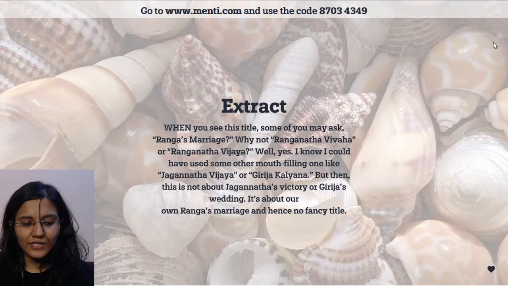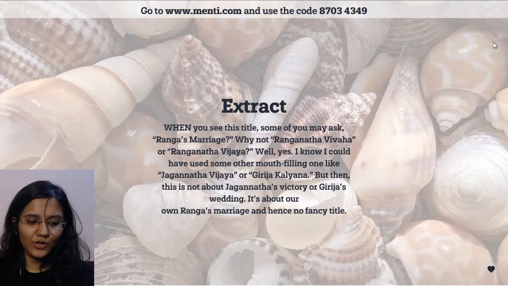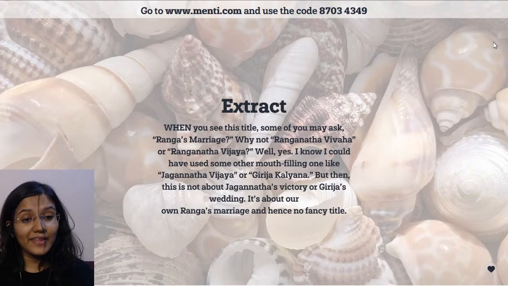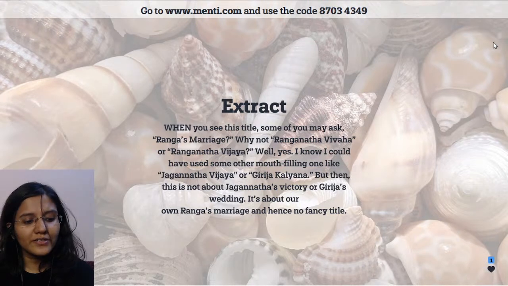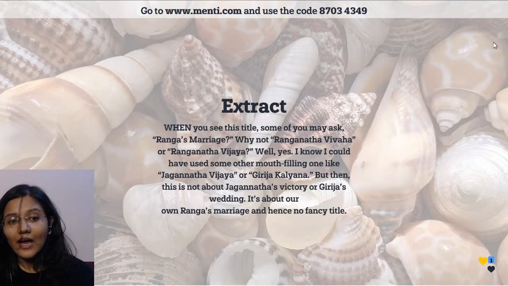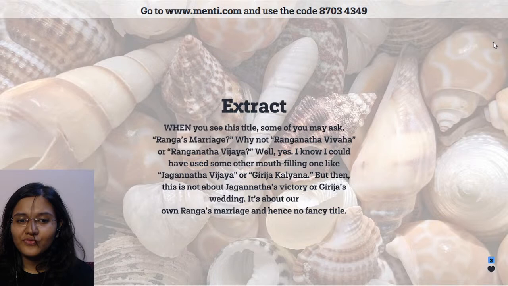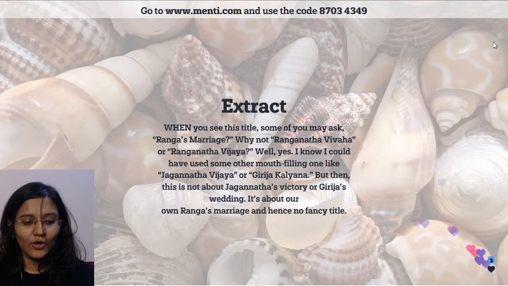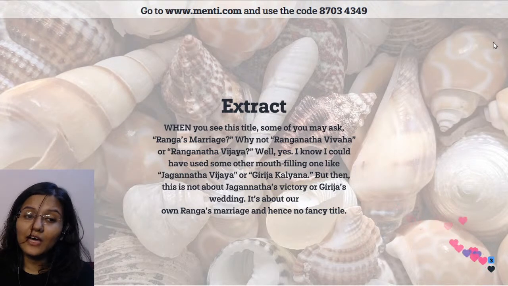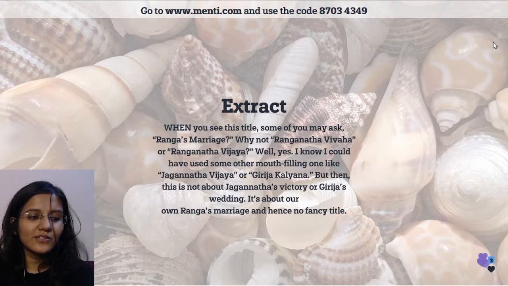We have an extract question coming up now. I'm going to read the extract for you, and then you're going to answer a couple of questions based on it. When you see this title, some of you may ask, Ranga's Marriage? Why not Ranganada Vivaha or Ranganada Vijaya? Well, yes. I know I could have used some other mouth-filling one like Jagannatha Vijaya or Girija Kalyana. But then this is not about Jagannatha's victory or Girija's wedding. It's about our own Ranga's marriage, and hence no fancy title.